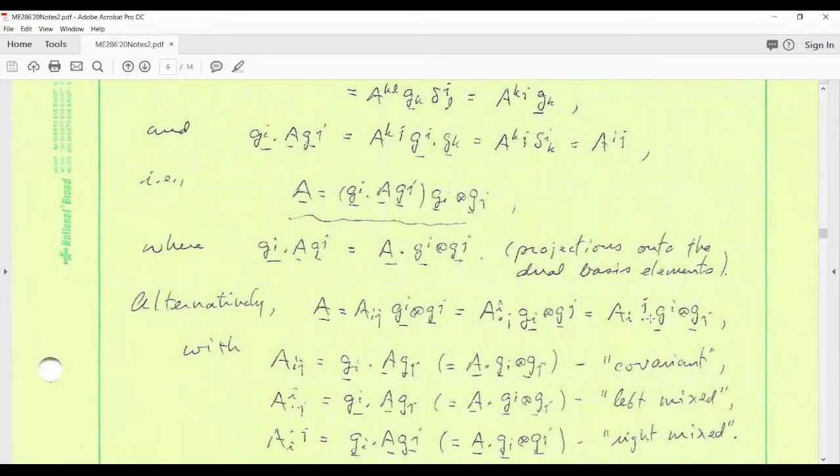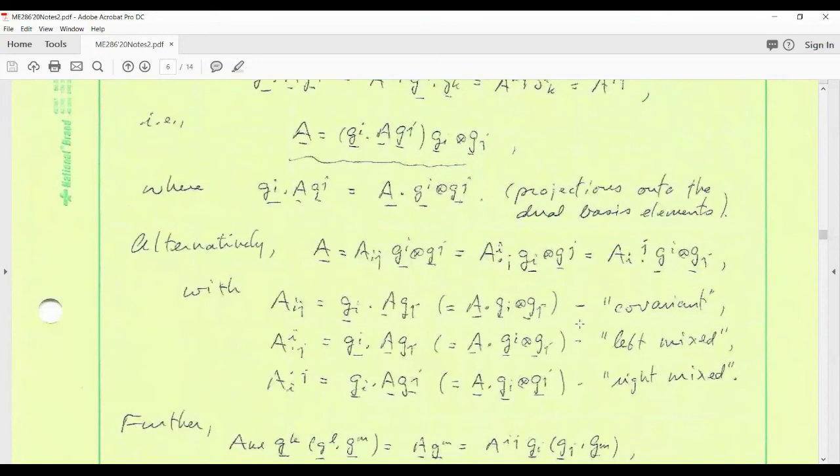The second slot is taken by J upstairs. Okay? And these components also have names. The subscripted components are called covariant. These components are called the left mixed components, if you like, for lack of a better terminology. These components are called the right mixed components.